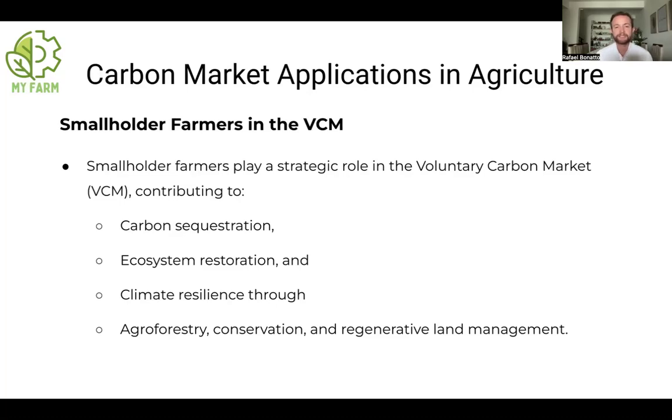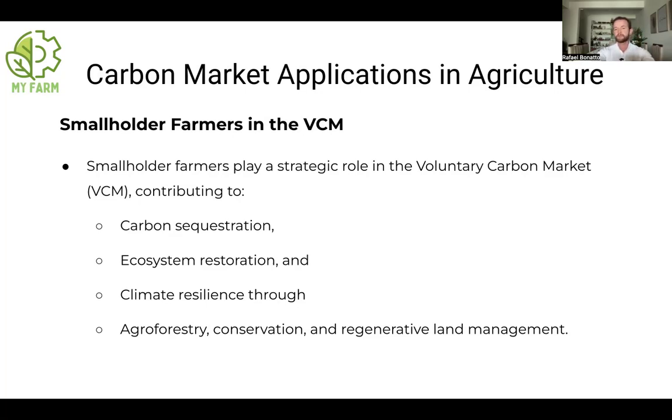Just getting to this other part of the presentation regarding the smallholder farmers, the role of the smallholder farmers, the scenario regarding the smallholder farmers in the voluntary carbon markets. For you to understand, more than 85% of all the farmers in the world, they have less than 20 hectares in area, meaning that they are more than 85%, they are smallholders, family farmers, smallholder farmers. That's why they play a pivotal role on those projects.